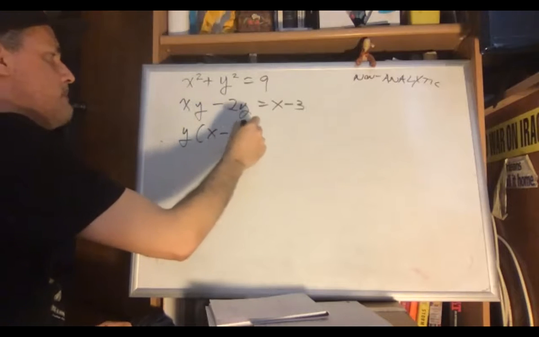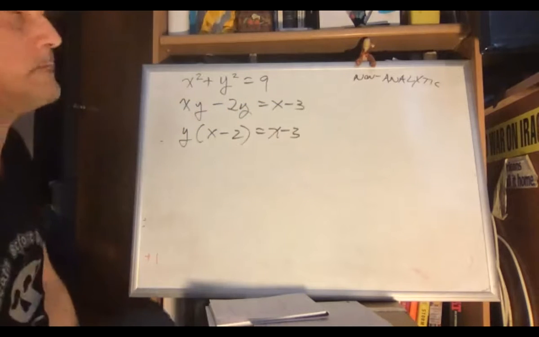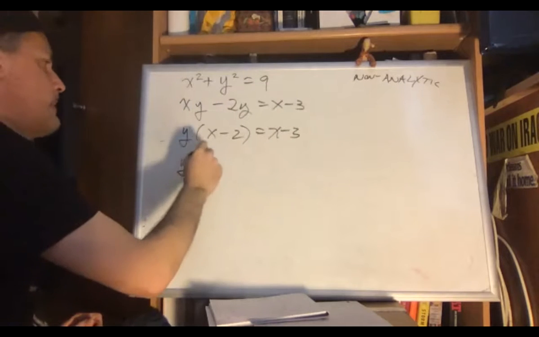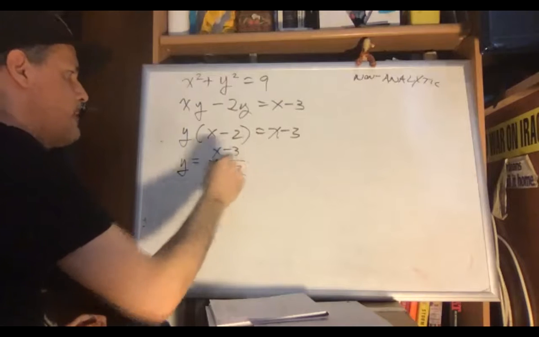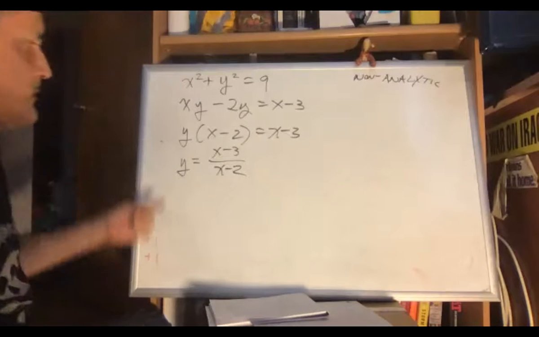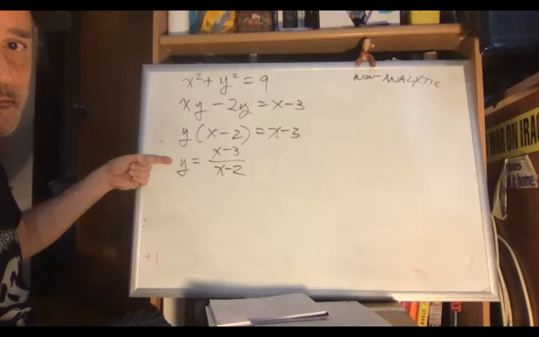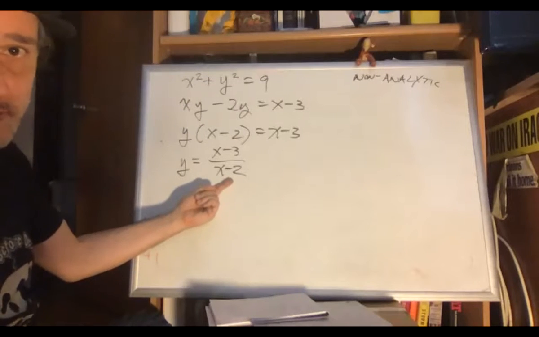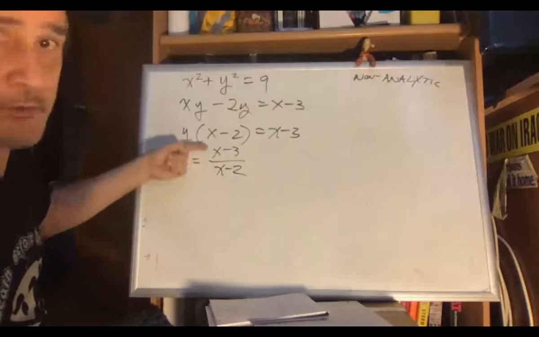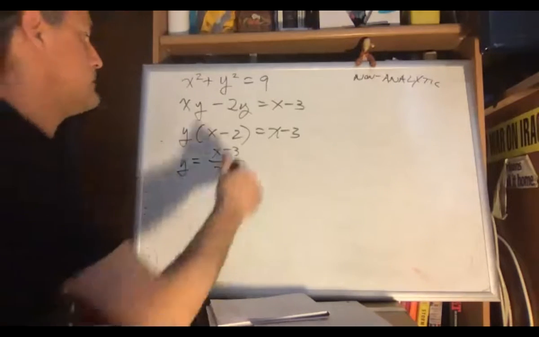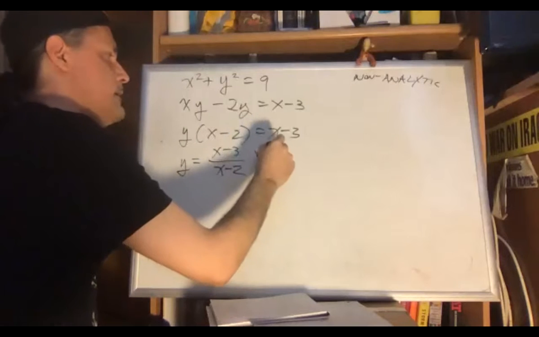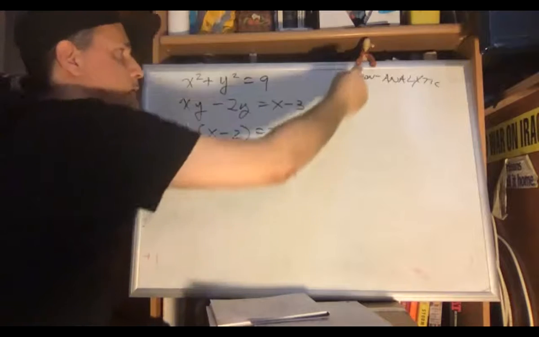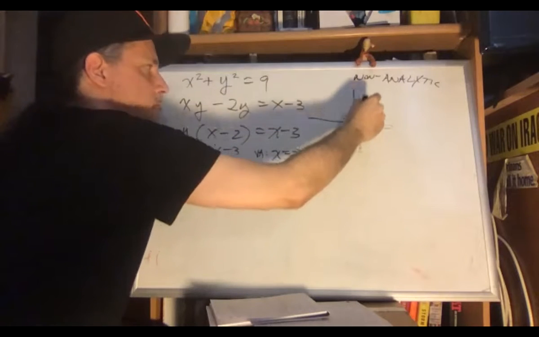So I'm factoring out the y. Now we got a quantity multiplied to y, so we can divide. So what we got here is a rational function. And it has a vertical asymptote at 2, right? And the horizontal asymptote, remember, as x goes to infinity, the ratio of the coefficients, 1 over 1. So this has a vertical asymptote at x equals 2 and a horizontal asymptote at y equals 1. All right, so right there and right there.